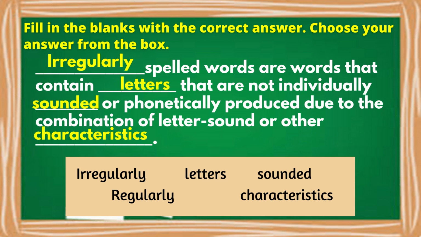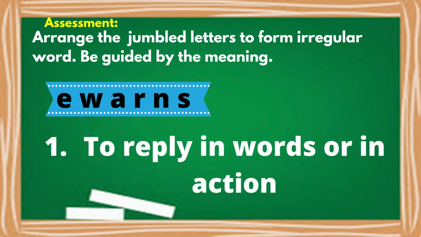All right, you're correct. So to complete the definition, irregularly spelled words are words that contain letters that are not individually sounded or phonetically produced due to the combination of letter sound or other characteristics. Great job! Now, as your assessment, you just have to arrange the jumbled letters to form irregular words and be guided by their meaning. Okay, when you're ready, let me show you the items. You just have to write the answer on your paper or you can do it orally. Ready? Go.